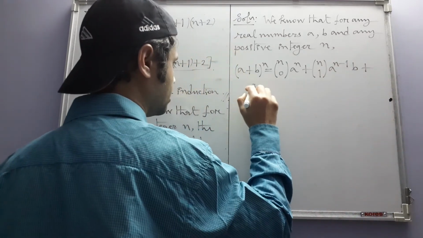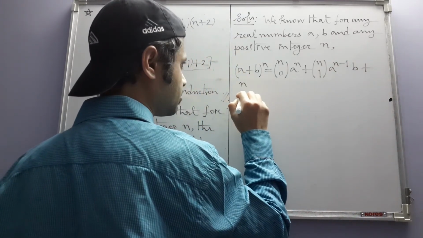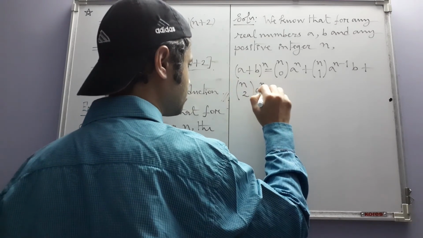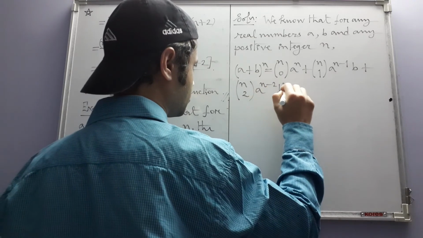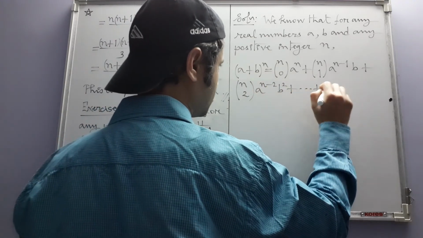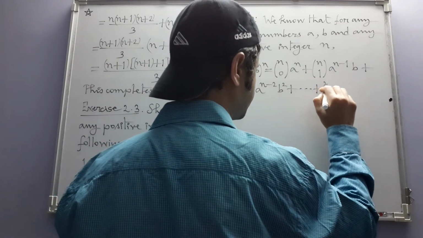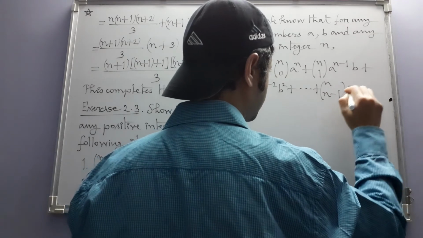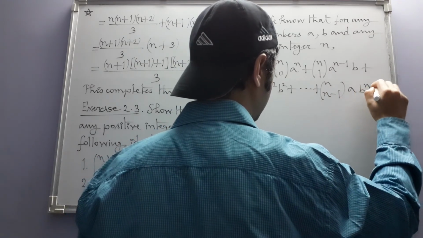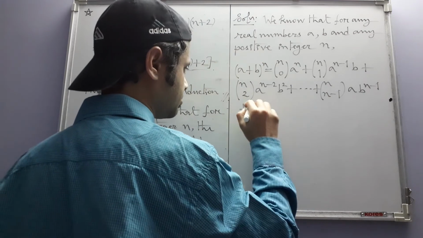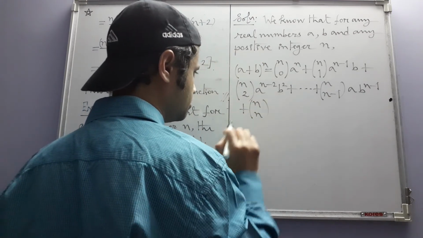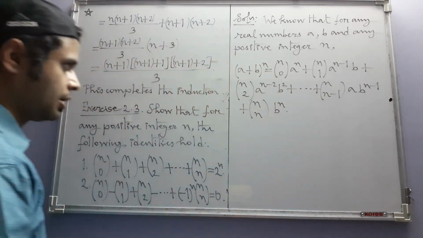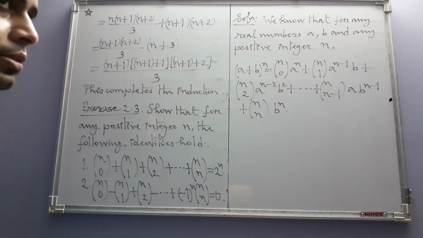Plus, let's write one more term on that side: n choose n minus 1 a b to the power n minus 1, plus n choose n b to the power n. Okay, this is something we already know.